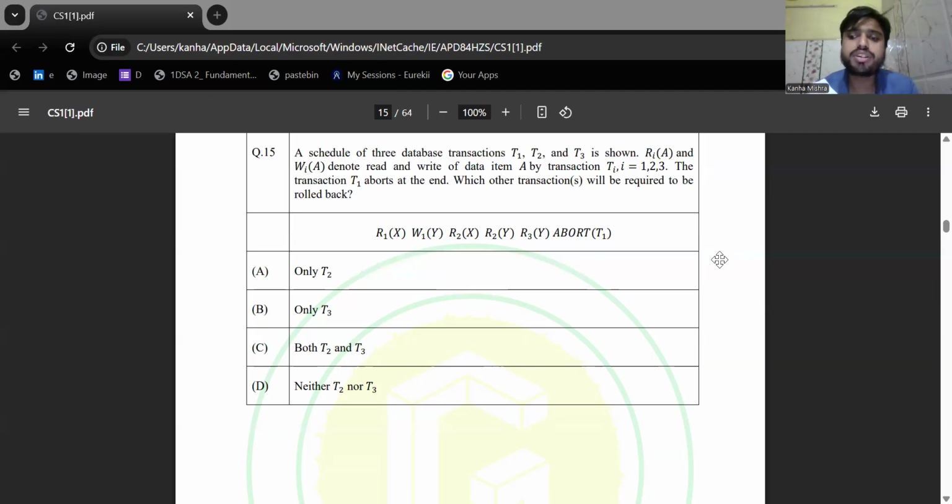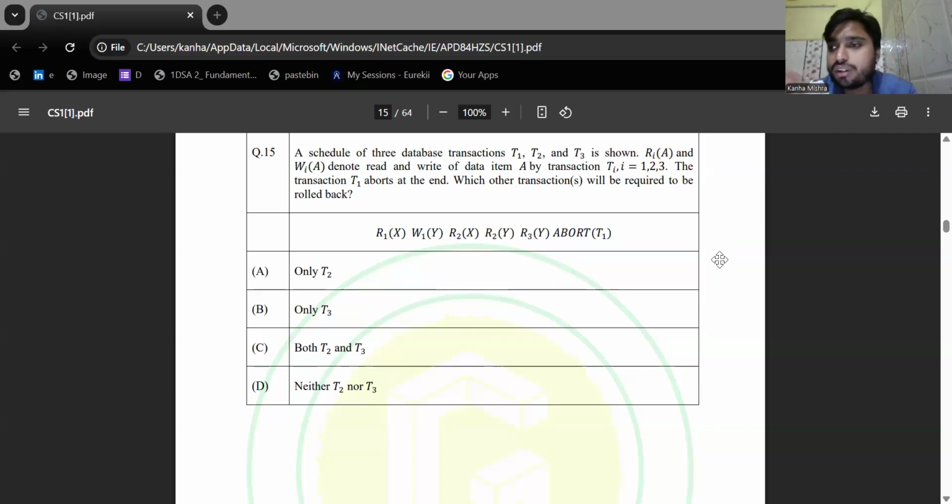In order to solve this question, let's first understand what a transaction is. A transaction is a sequence of database operations like read operation and write operation. They are treated as a single logical unit. So what is a single logical unit? A logical unit is basically a set of operations happening on a database. So reading and writing are the operations of a transaction.